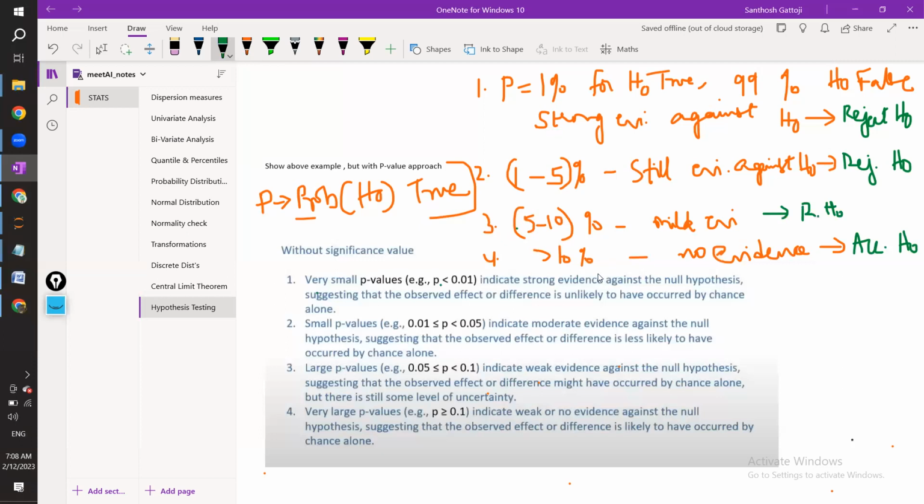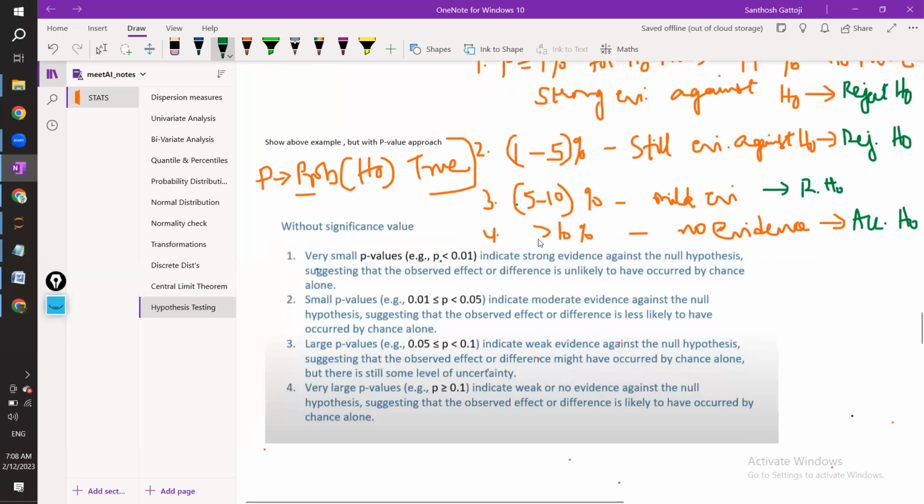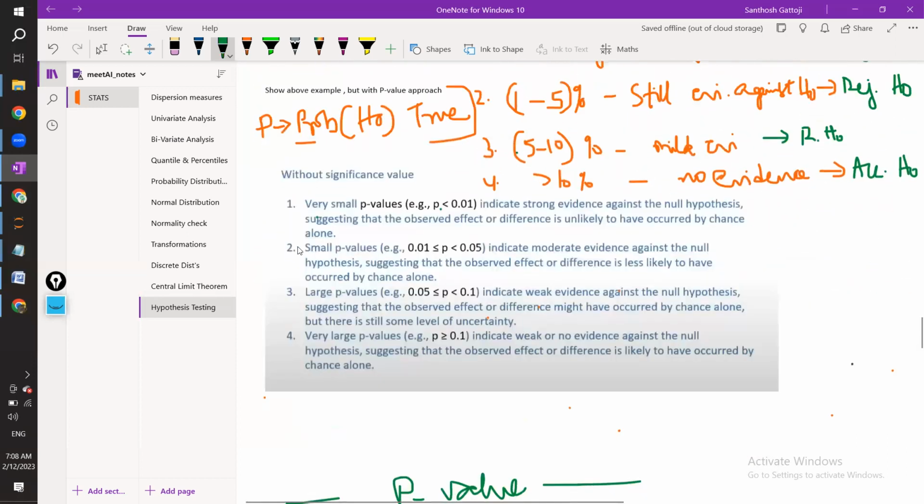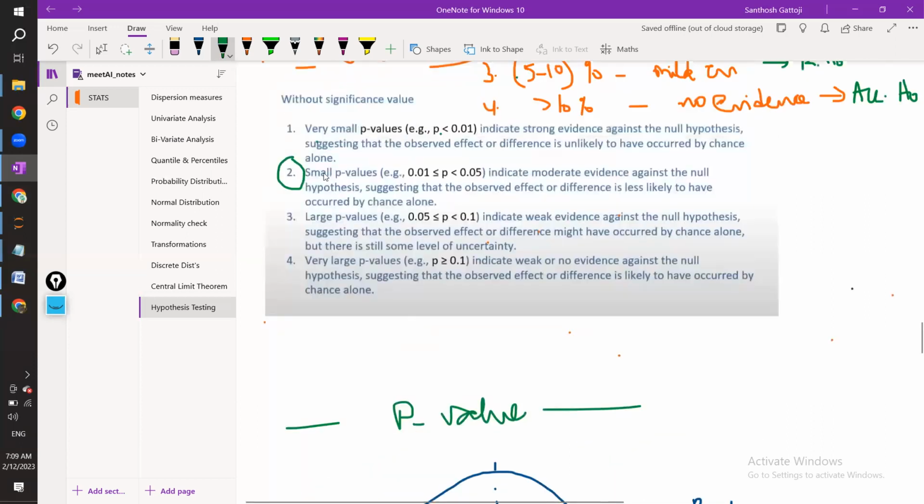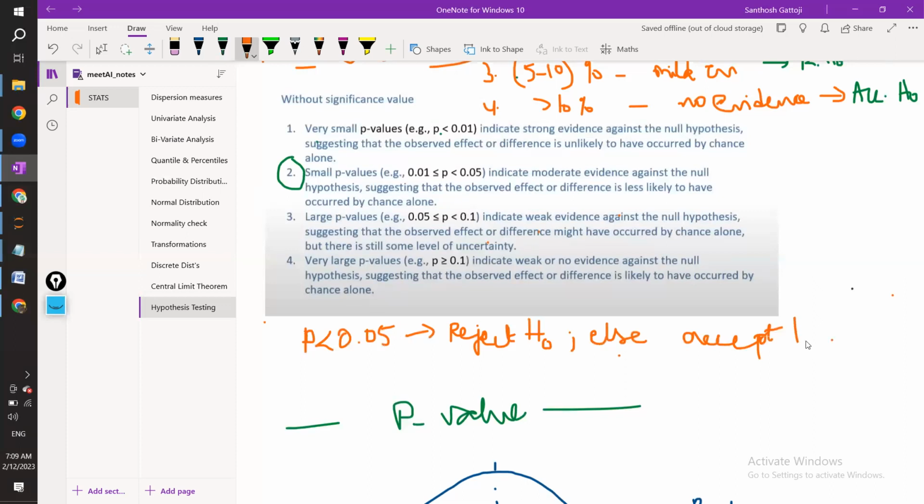You remember we generally take alpha equal to 5%. So here also, generally, this particular value is the main thing. Usually, if the p-value is less than 0.05, reject the null, else accept the null. Focus, guys. Are these points clear, guys?